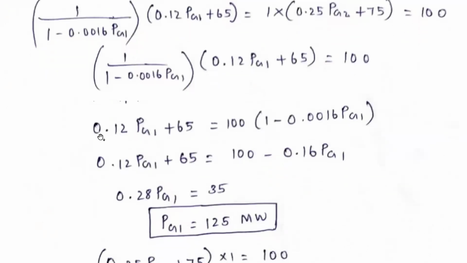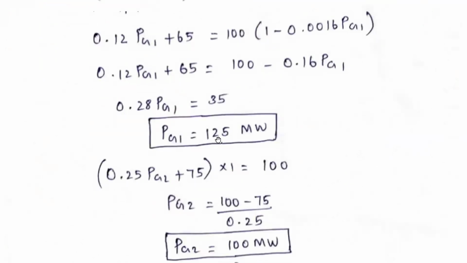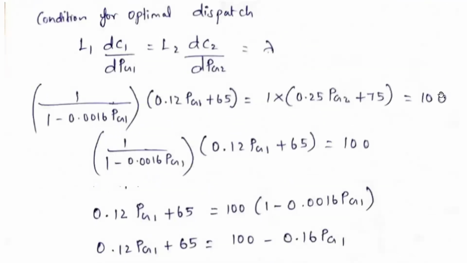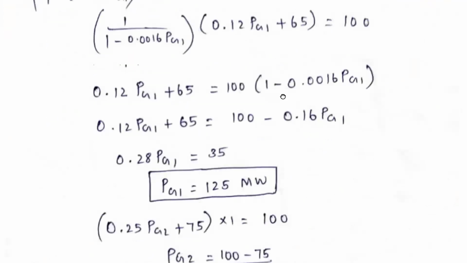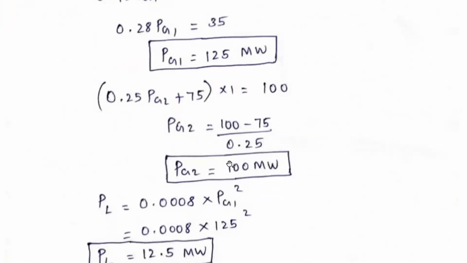So the best thing is to take this part to this side and multiply. So 0.12 Pg1 plus 65 is equal to 100 minus 0.16 into Pg1. Further simplifying, 0.28 Pg1 is equal to 100 minus 65, which is 35. So Pg1 is 125 megawatt. Similarly, this part alone equating it to 100, Pg2 is equal to 100 minus 75 divided by 0.2. If you simplify this, Pg2 we got as 100 megawatt.